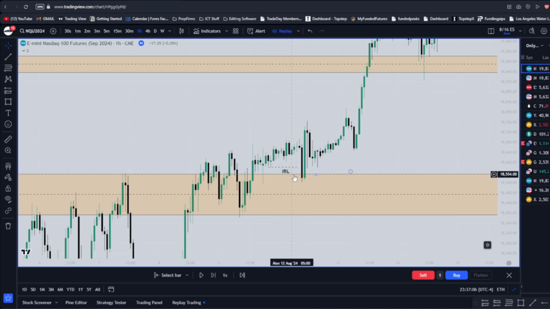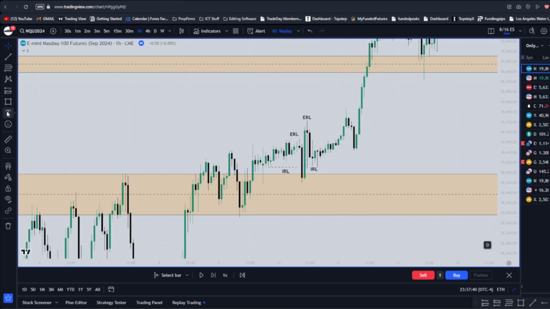So once we have that internal range liquidity, we're going to be looking at what is our next external. Well, this is our next external range liquidity, and it's going to be this constant cycle. So once we make that new external range liquidity, which would be right here, we're going to trade back down into internal range liquidity, which is this low sweeping right here. And it's just going to be this constant motion.